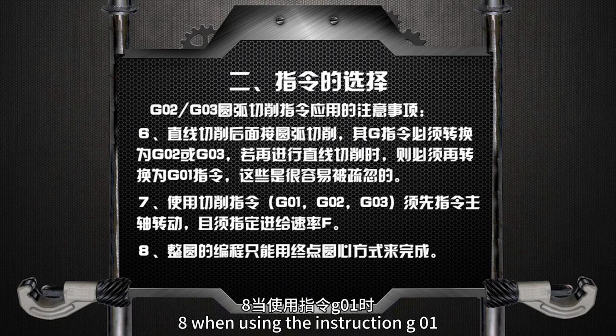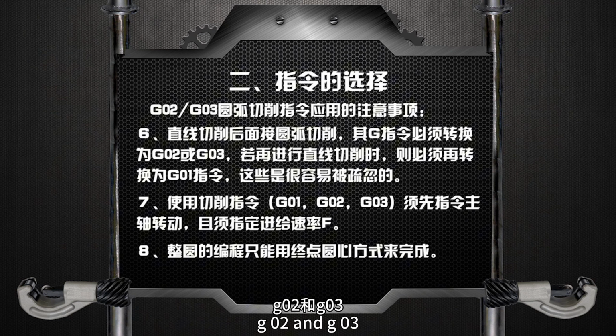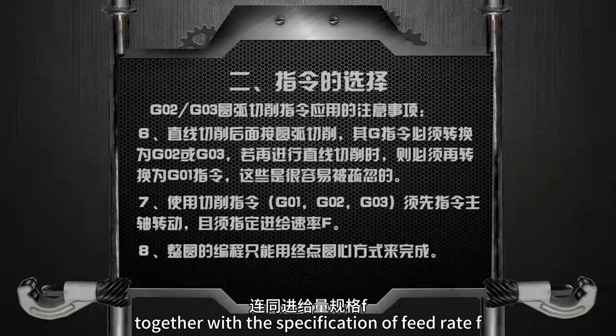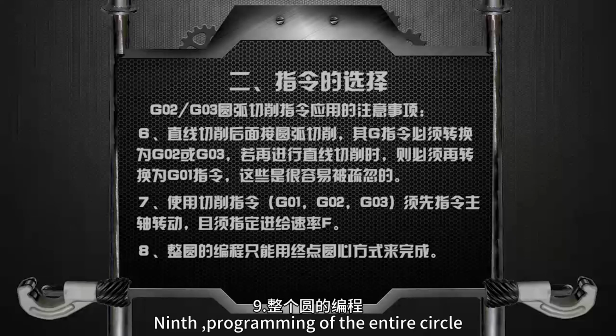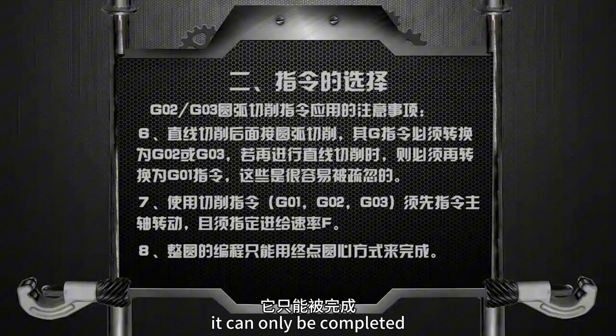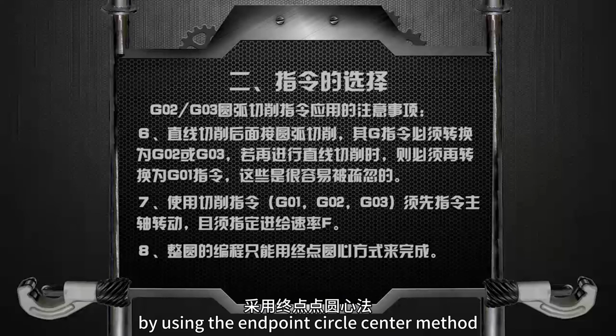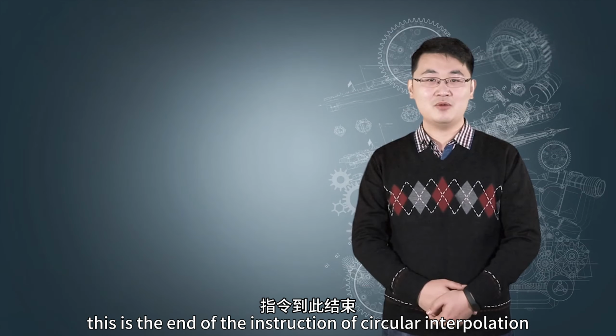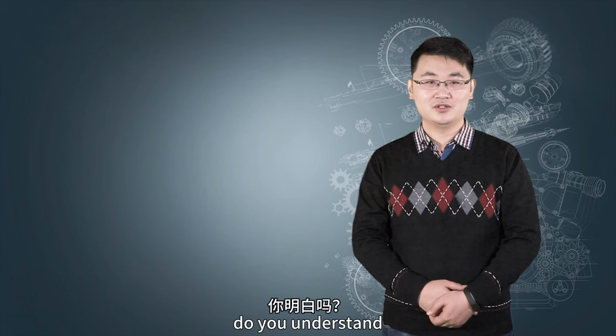Eighth, when using the instruction G01, G02, and G03, the spindle should be directed to rotate first, together with the specification of feed rate F. Ninth, programming of the entire circle. It can only be completed by using the endpoint circle center method. This is the end of the instruction of circular interpolation. Do you understand?